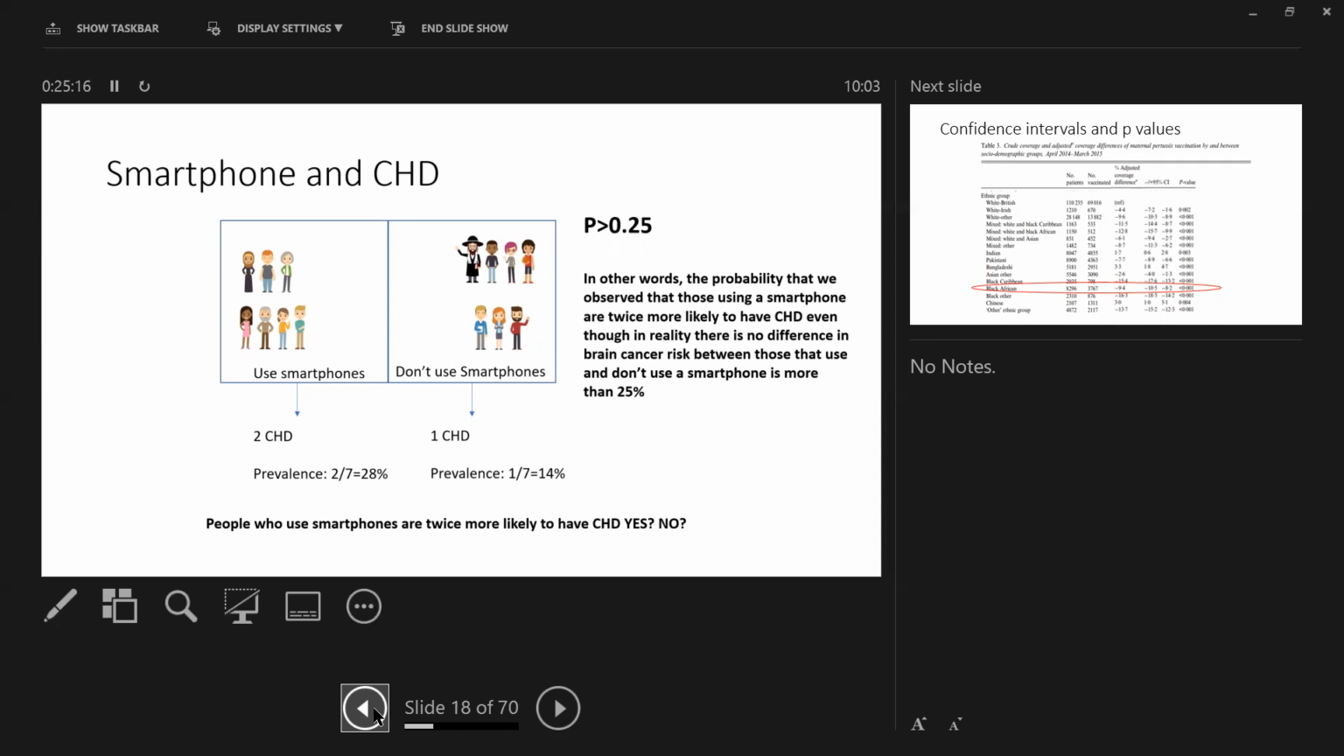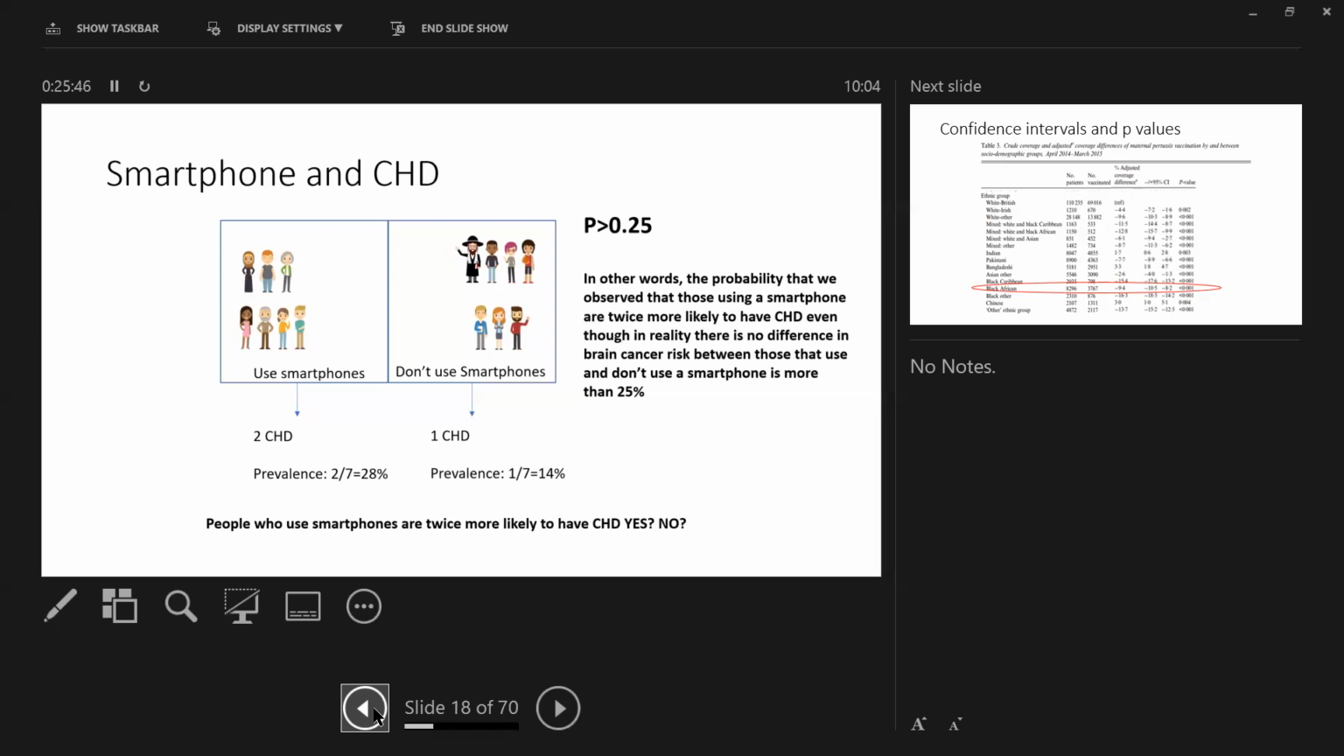So let's go back to our amazing study that is not going to get into the Lancet: the use of smartphones in coronary heart disease. We calculated the prevalence in each of our groups, and we got a prevalence ratio of 2, and we calculated the p-value, and the p-value is more than 0.25. So what does that mean? More than a 25% chance that this is accidental.